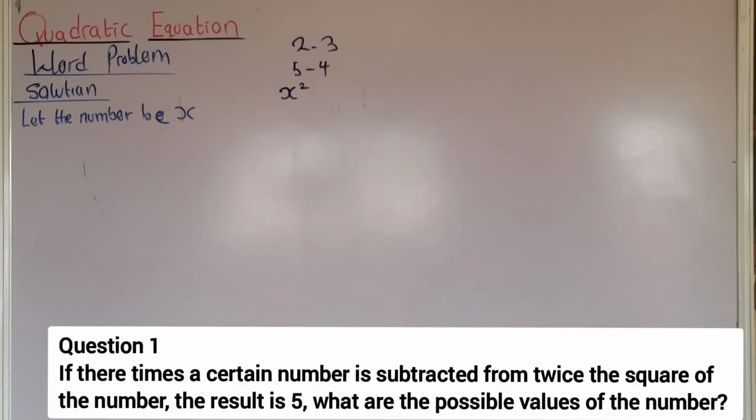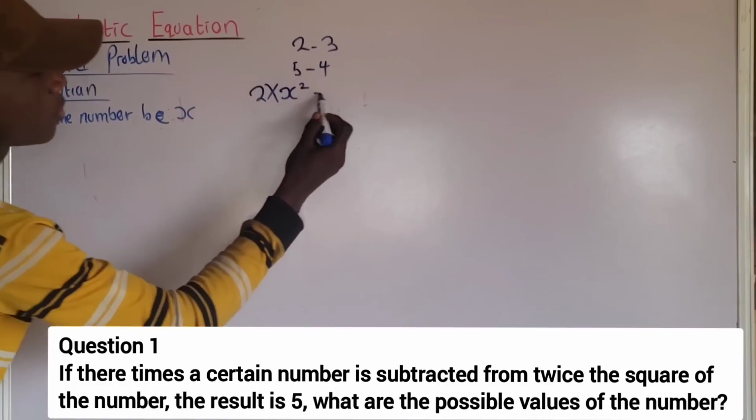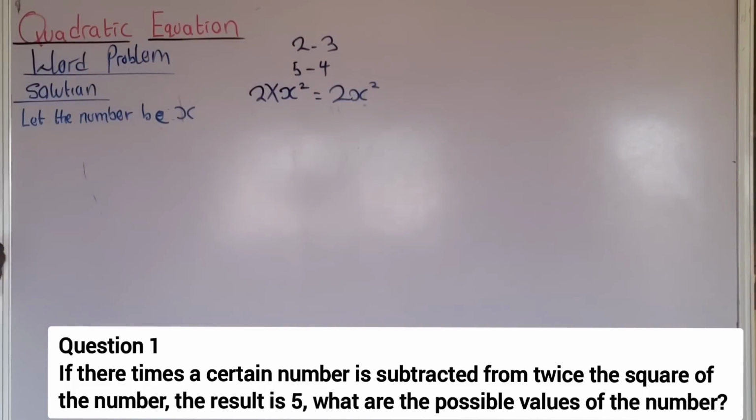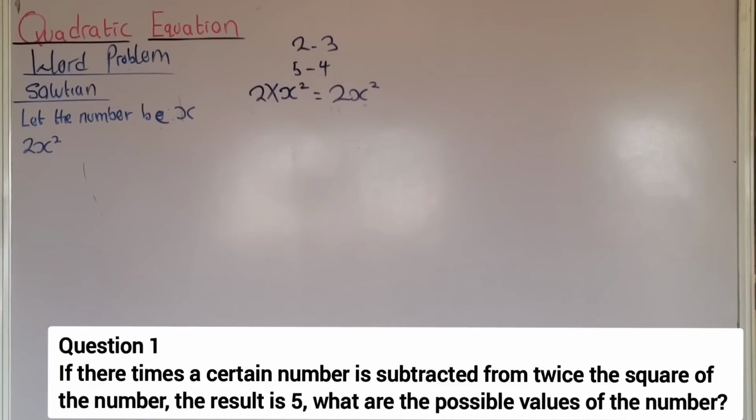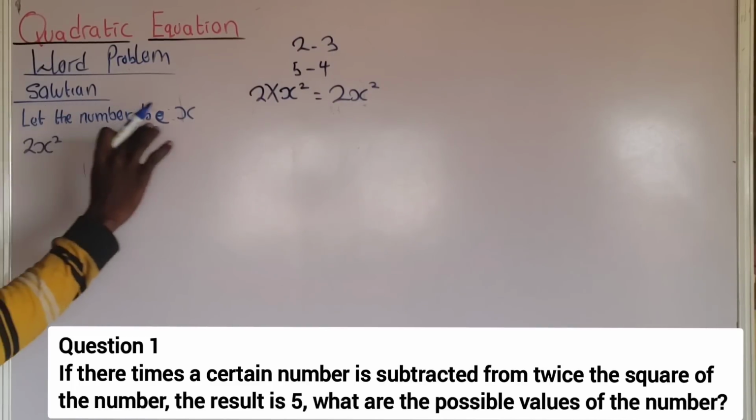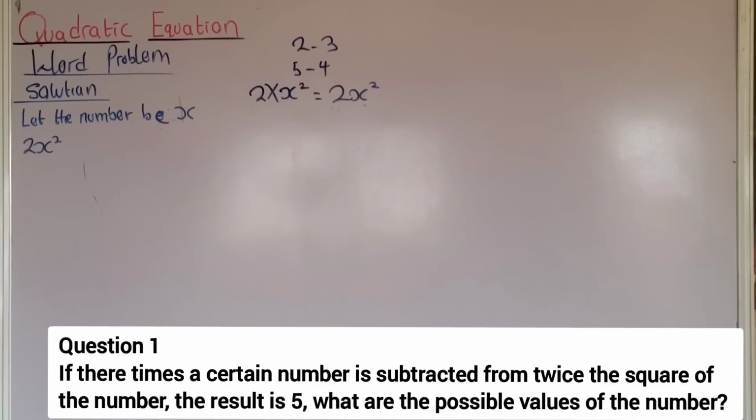If you look at that statement, twice the square of the number. Twice means the number is multiplied by 2. That means I'm going to have 2 multiplied by x squared, that is 2x squared. So here I'm going to have 2x squared. Then 3 times a certain number means 3 times x, because I've said let that certain number be x. You understand? Twice the square of the number is what? 2x squared.